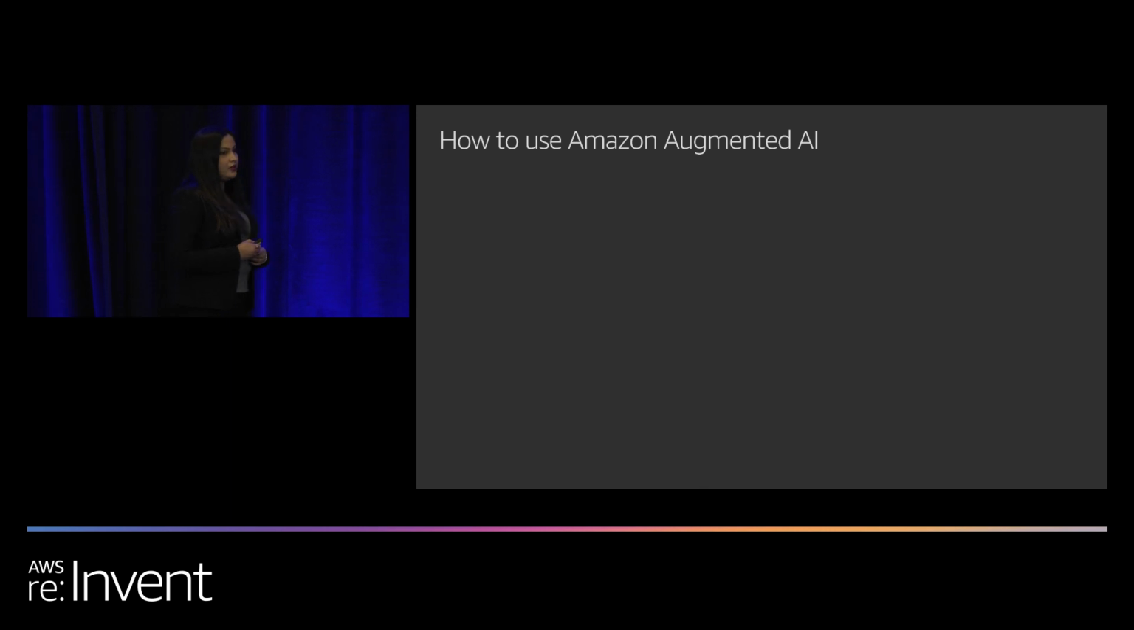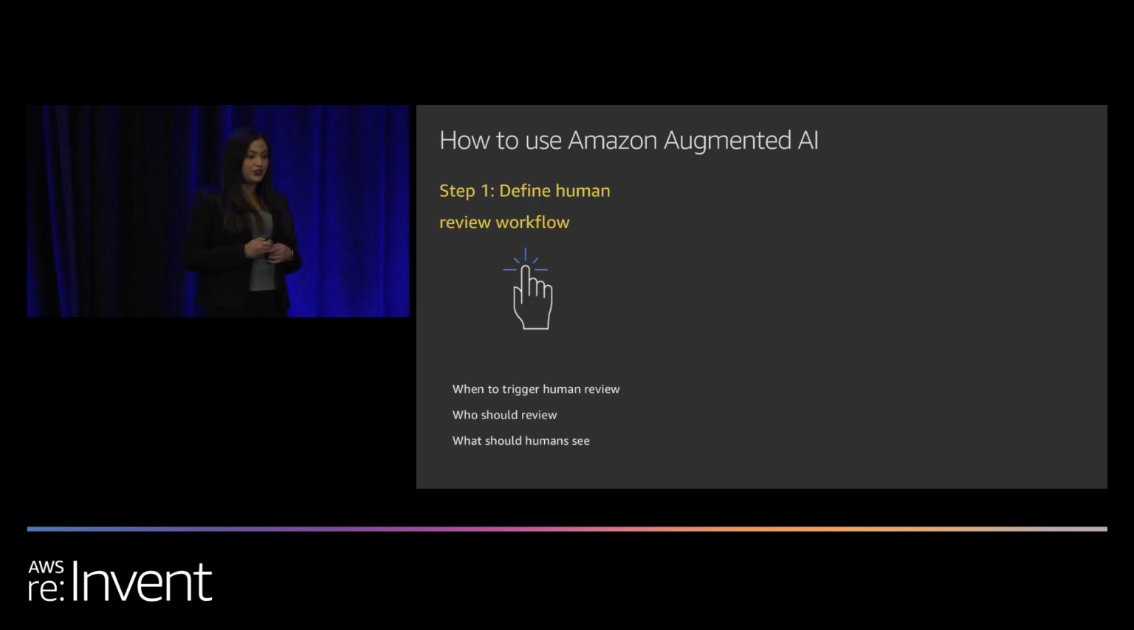How is Amazon's augmented AI service used? Well, the first step is that you have to define the workflow. You have to define the business conditions that should trigger a human evaluation. You have to define who are the personas and the identities that will be doing the human evaluation. And then you need to define instructions or rules by which they will be reviewing your documents.